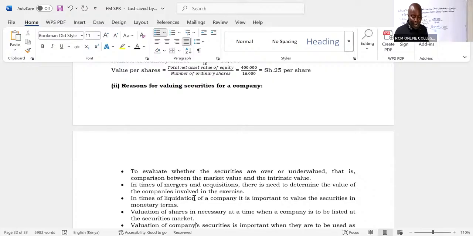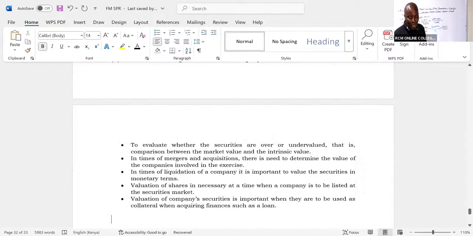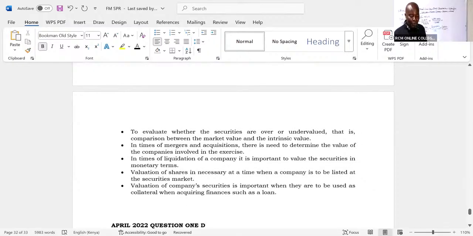We also value shares when we want to go public, when we want to have our RCM college listed at the stock exchange. Valuation of companies' securities is important when they are to be used as collateral. Ladies and gentlemen, I want to believe I've given you the basics that you needed in this case here to be able to now value this organization.